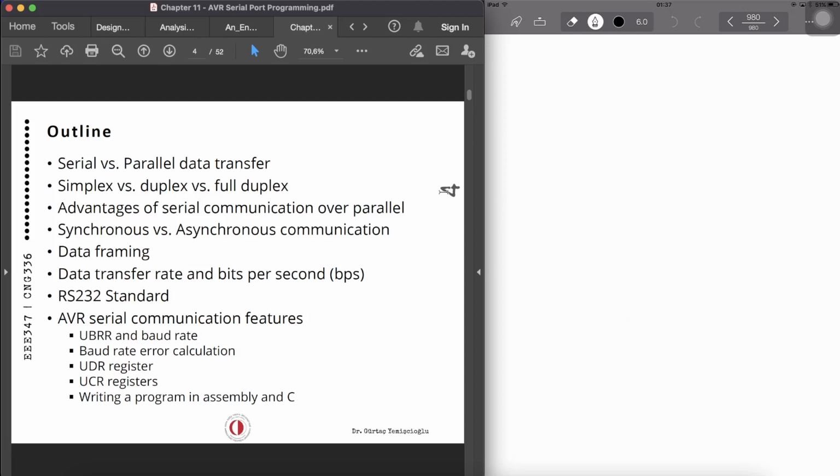And then we'll start to talk about AVR specific features like UBRRs, the baud rates, and the data registers and the control registers in AVR that can be used in order to do some serial communication.